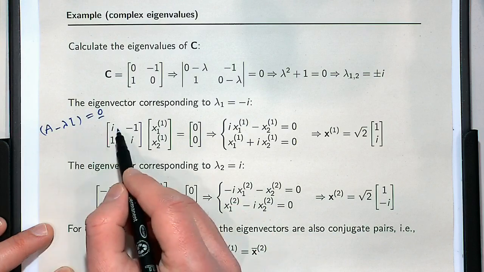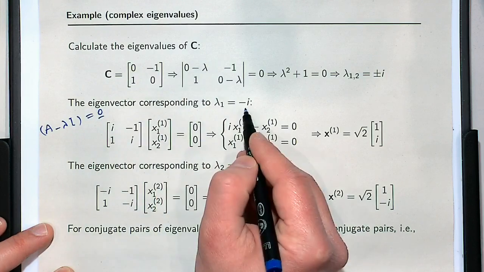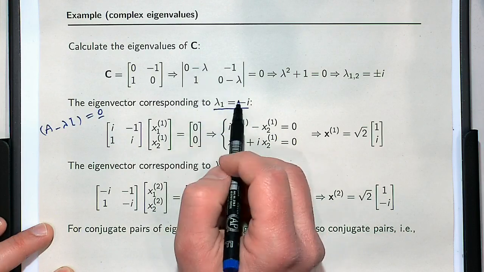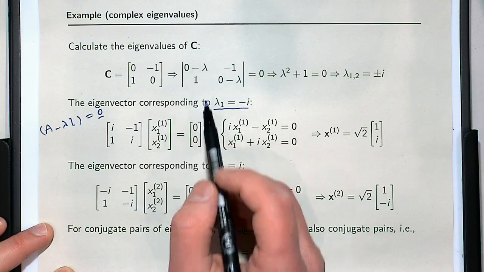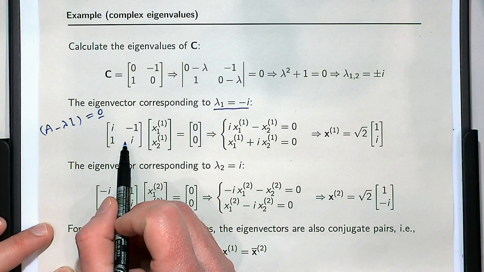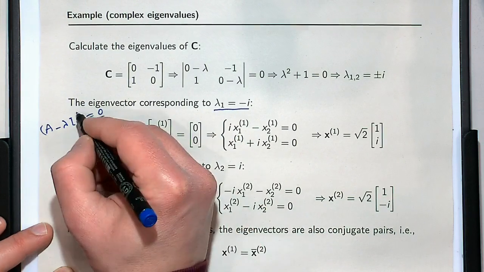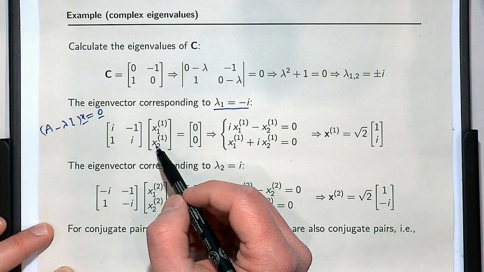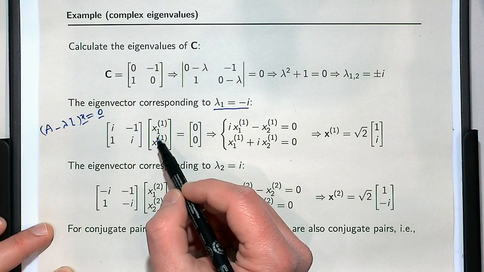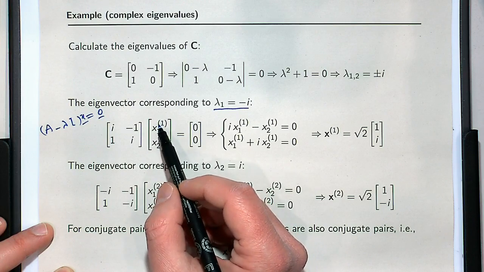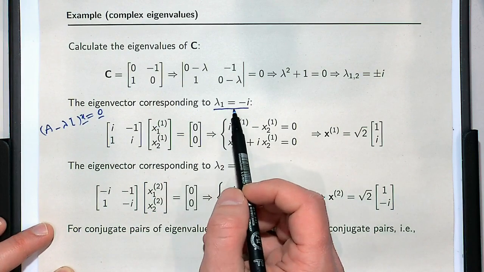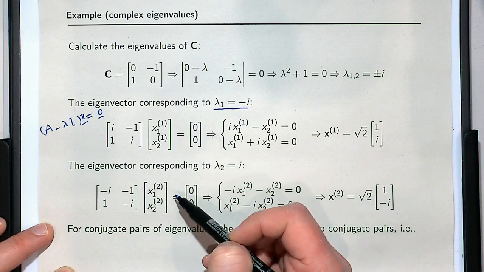I'm going to plug in lambda 1, which is minus i. So minus minus i, if I plug this minus i instead of lambda, gives plus i on the main diagonal. Then I have this vector x, which has to have two elements because we have a 2x2 matrix. The superscript shows that we are talking about the first eigenvector, corresponding to the first eigenvalue that we have taken to be minus i. And this has to be 0.